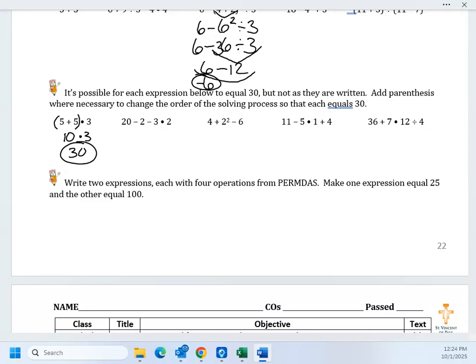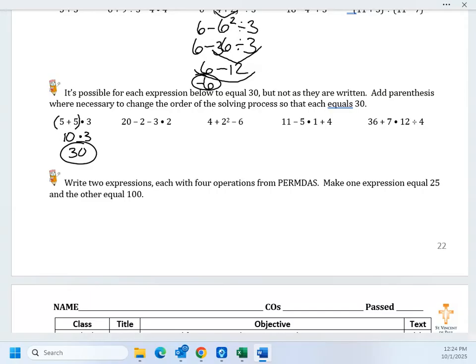Then at the bottom it says write two expressions, each with 4 operations from PEMDAS. Make one expression equal 25 and the other equal 100. So let's work on that 25 together. And then you're going to do something to equal 100. It's like the 5-card challenge.